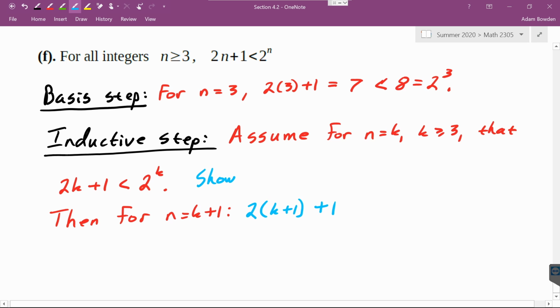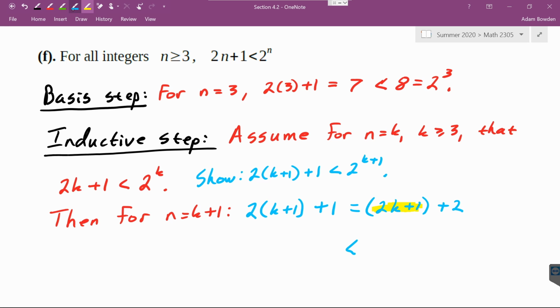Again, we want to show that 2k plus 1 is less than 2 to the k plus 1. That's our goal. So let's see if we can do that. This is going to be equal to 2k plus 1 plus 2. And I write it like this because I can say that 2k plus 1 is less than 2 to the k, since that's what we assumed up above for k. So this would look like less than 2 to the k plus 2.